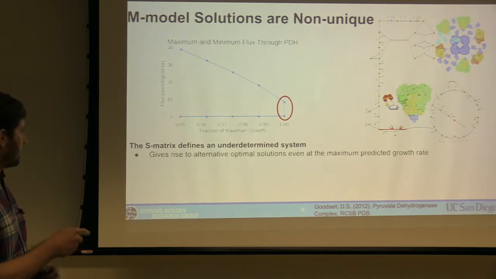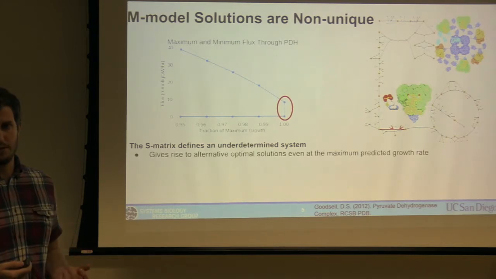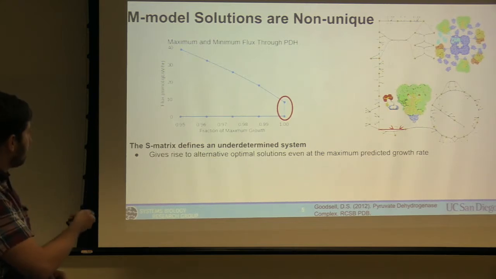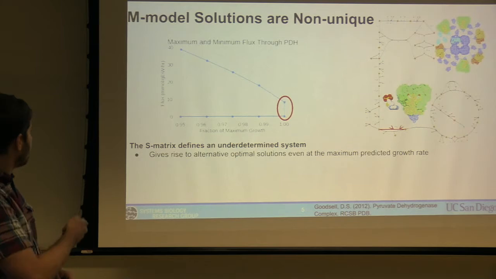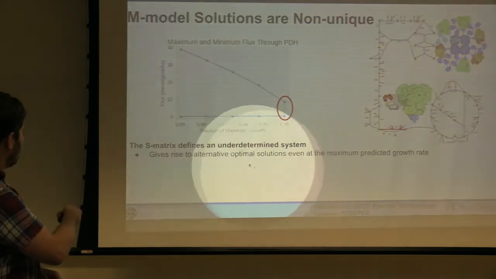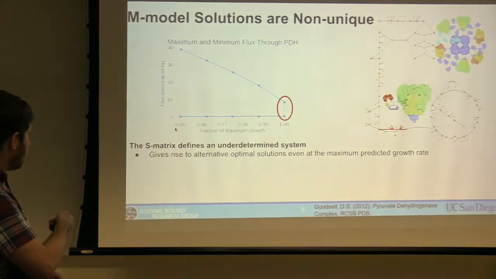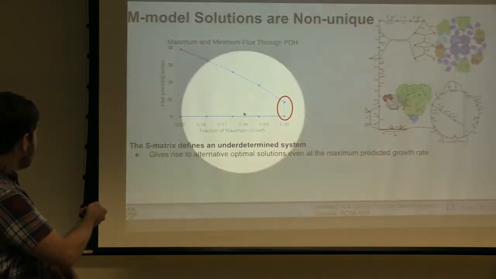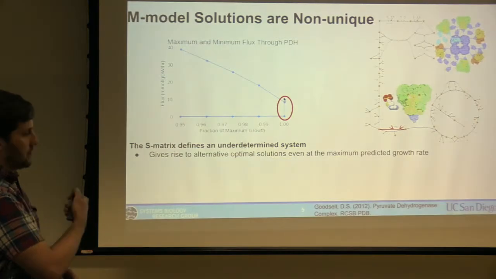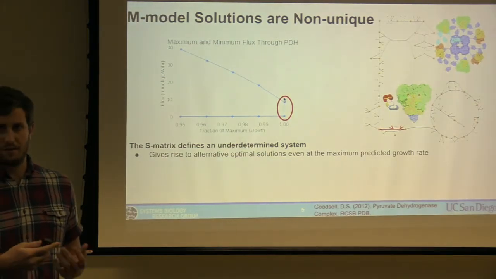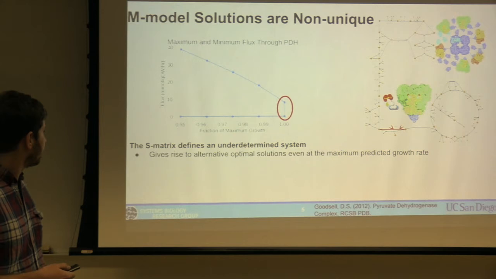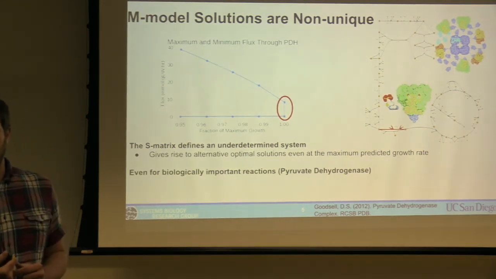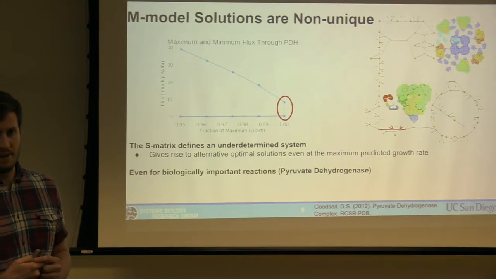This gives rise to what are called alternative optimal solutions, which I think has probably been touched on to some extent. One example is the reaction pyruvate dehydrogenase. This shows that as you move from 95% of the maximum growth rate up to the maximum growth rate, the minimum and maximum flux of that reaction, even at the maximum growth rate, is really not known. It can be a range of possible fluxes, and this is the case even for reactions like pyruvate dehydrogenase, which is a very biologically important reaction.